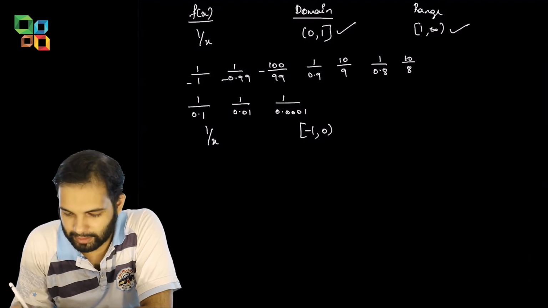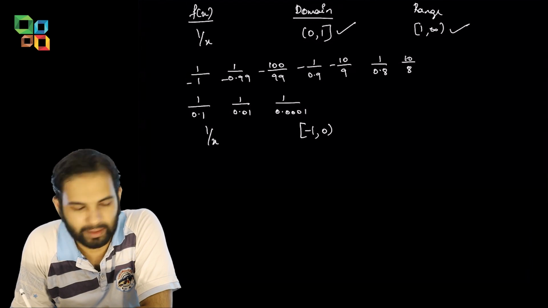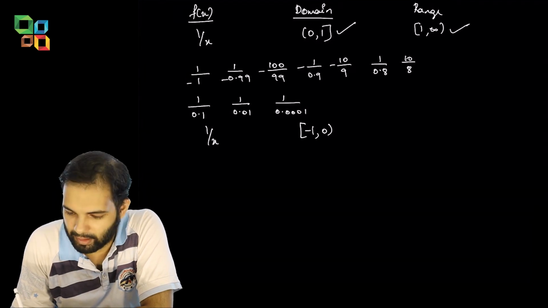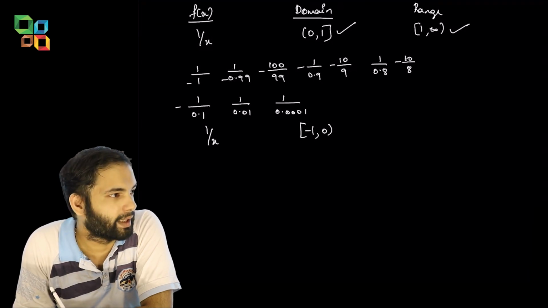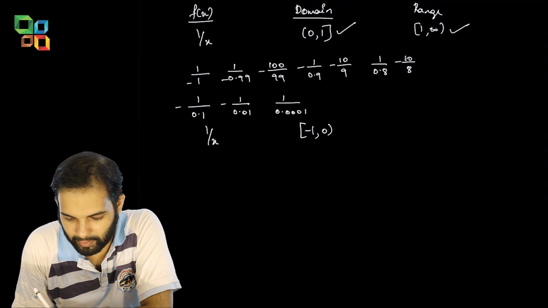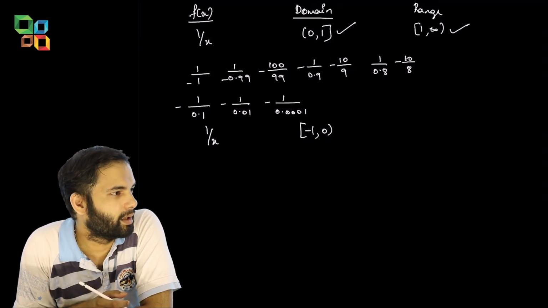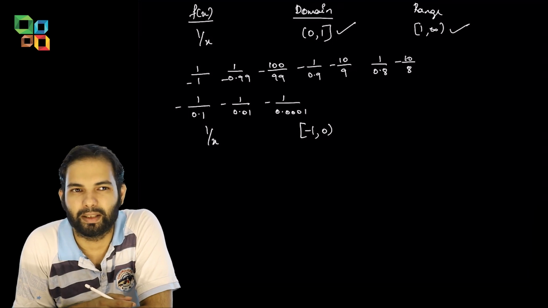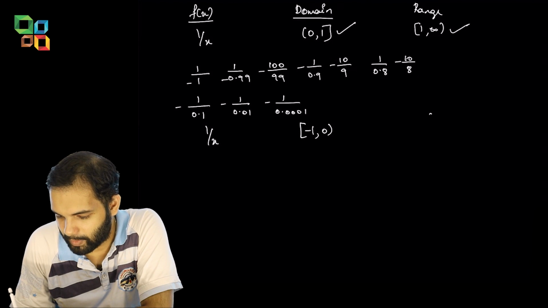Fine. Next, you take the same example, 1 by minus 0.9. So it's minus 10 by 9. Next, you'll get minus 10 by 8. Now, if you take 1 by minus 0.1, this is minus 10. Next example with a minus sign is minus 100, and so on. Now, you can see it's becoming closer to minus infinity. So that's the reason this is from minus infinity to -1. Fine.